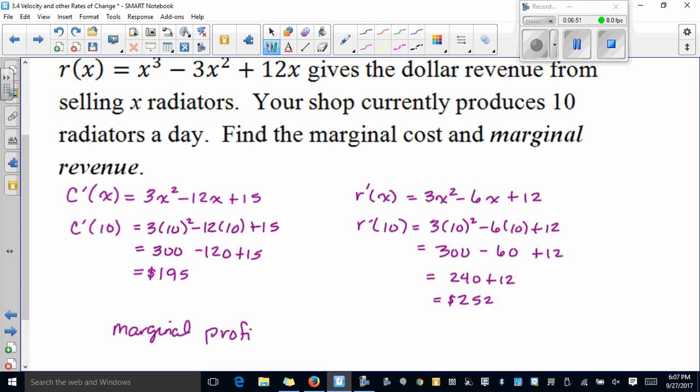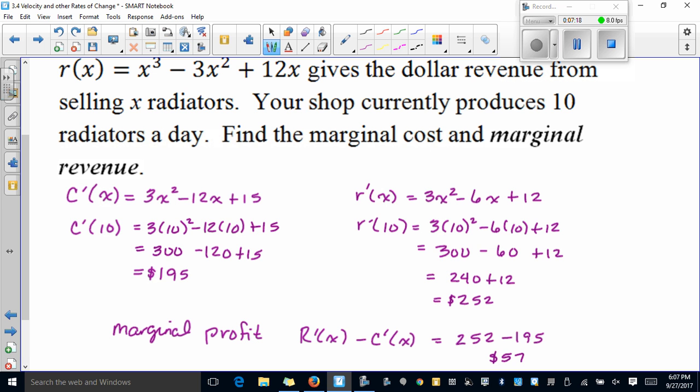Our marginal profit would be our marginal revenue minus our marginal cost, which would be $252 minus $195, which gives us $57. There's our marginal profit. So in the end, they're still making $57.